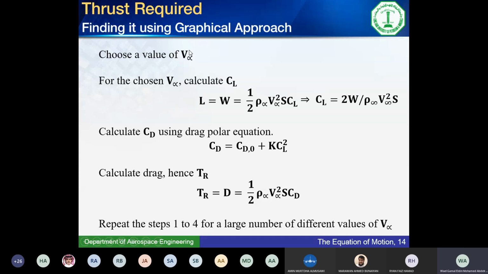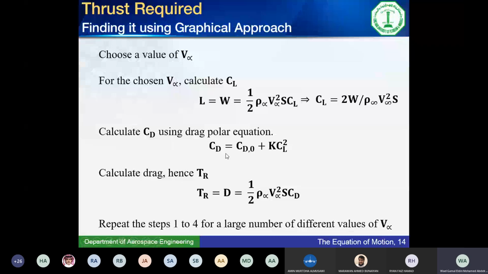Choose any value of V infinity. From it, calculate CL. How do I calculate CL? Because lift is equal to the weight, the CL would be obtained from this equation: the weight over rho V square S. Supposedly, I know the density outside. Supposedly, I know the wing area. I have assumed the speed, so I will get CL.